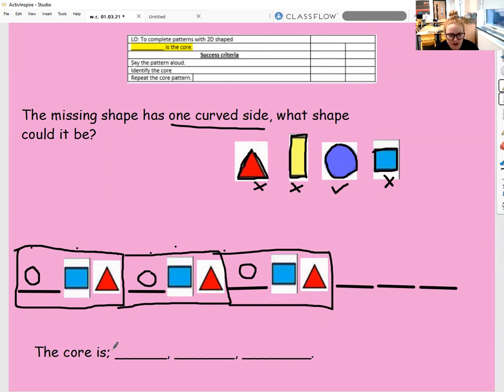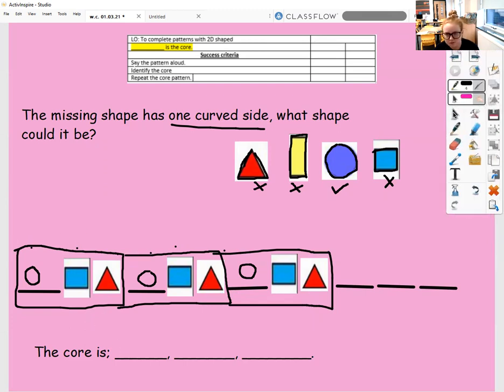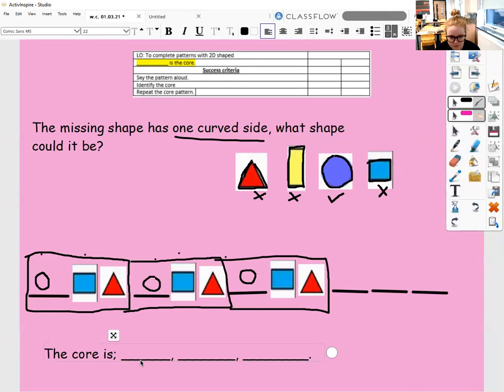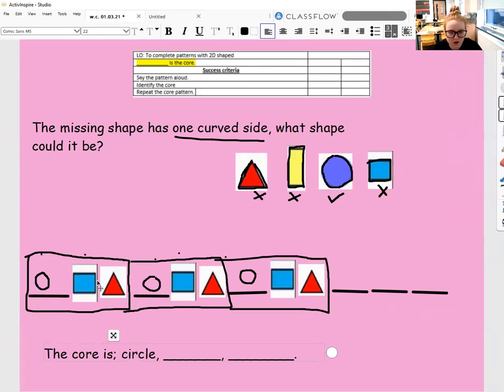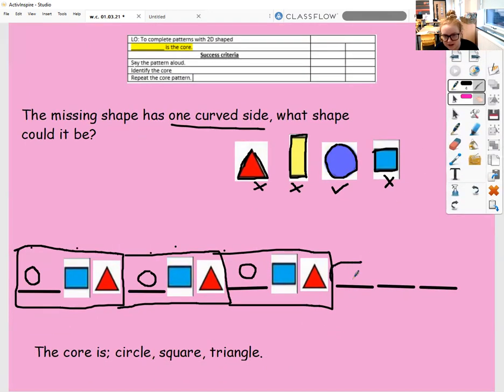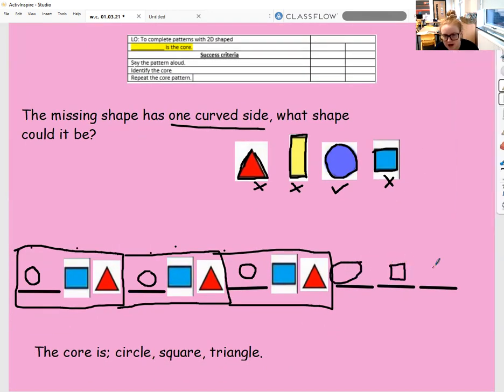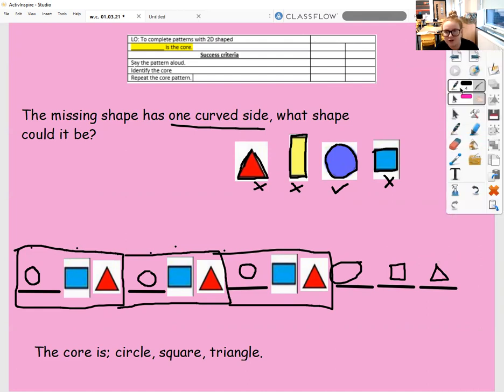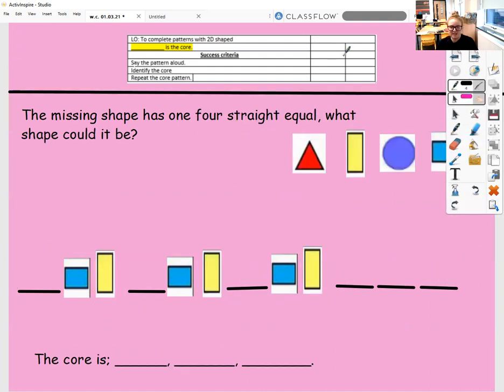So I know that my core is circle, square, triangle. And now I want to complete my pattern. It's going to be circle, square, triangle. Fantastic.